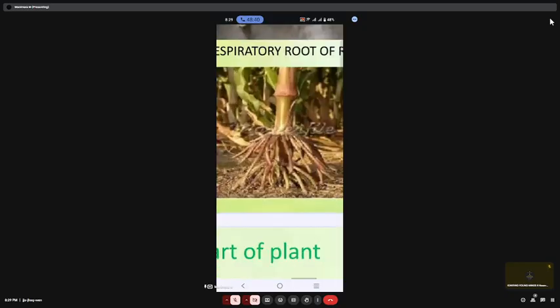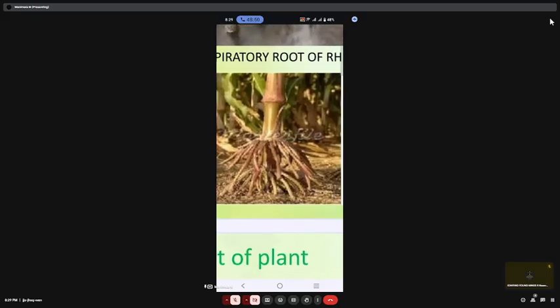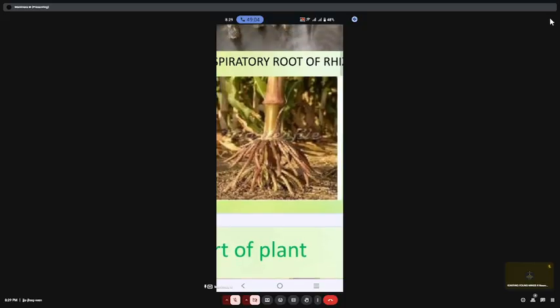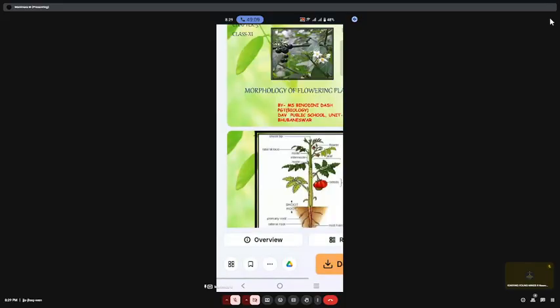Sugarcane. If you see this sugarcane, the adventitious roots develop from the lower part of the stem. Here the root is developed from the lower part of the stem for mechanical support. So they are called stilt roots. Okay? So these are some of the modifications of the roots. Any doubt?